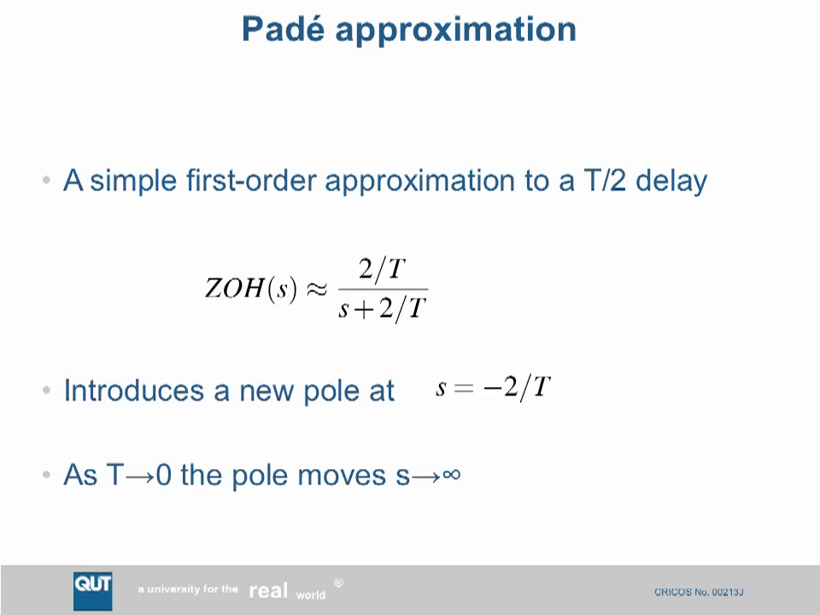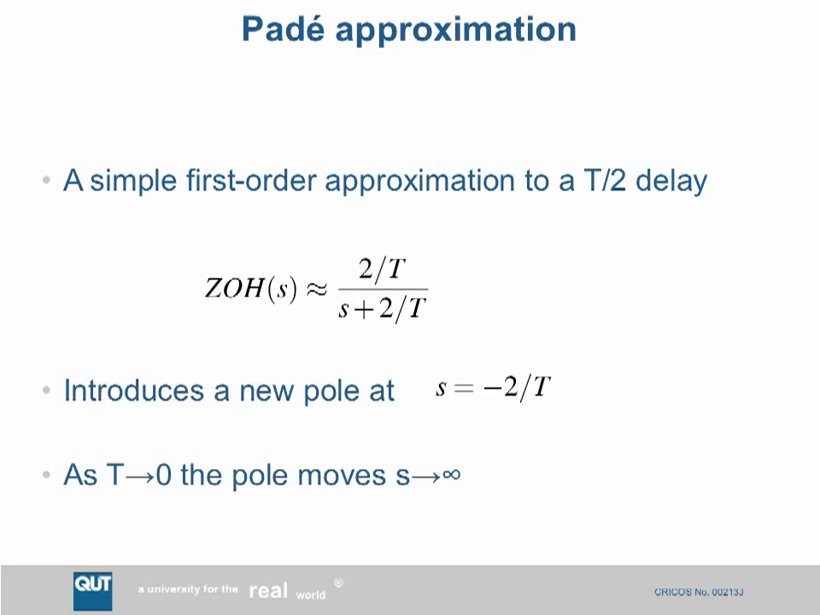Now, intuitively, this makes a little bit of sense. If the sample period gets to be very, very small, as T goes to 0, then this extra pole that we've introduced moves out to -infinity. And we forget about stuff that's out at -infinity, right? We don't care about it. It doesn't affect our dynamics. So if the sample time is really, really small, the effect of the zero-order hold is negligible.